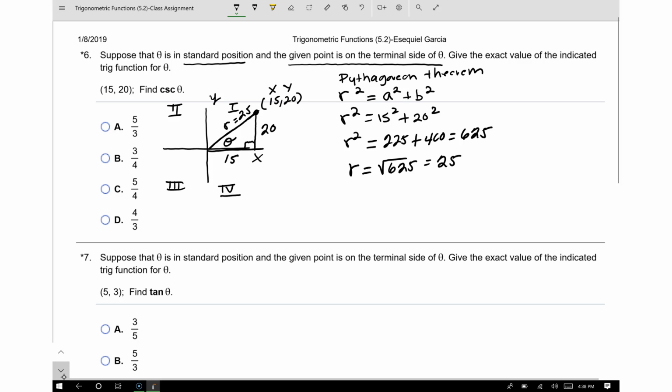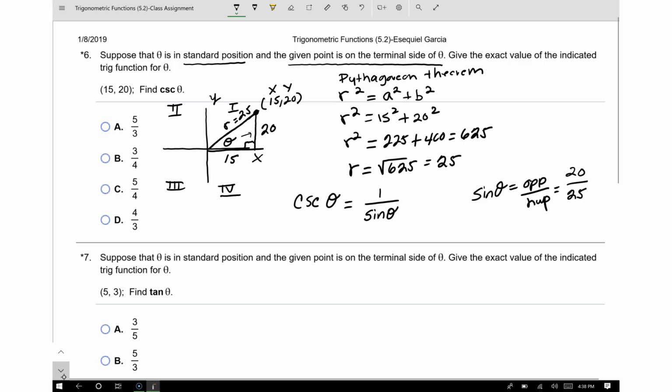Now it's asking us to find cosecant of theta, which is equal to 1 over the sine of theta. So I'm going to have to find the sine of theta and then get the reciprocal. That's what I'm having to do. So the sine of theta is going to be the opposite over the hypotenuse. In this case, the opposite of theta is 20, and the hypotenuse is 25.